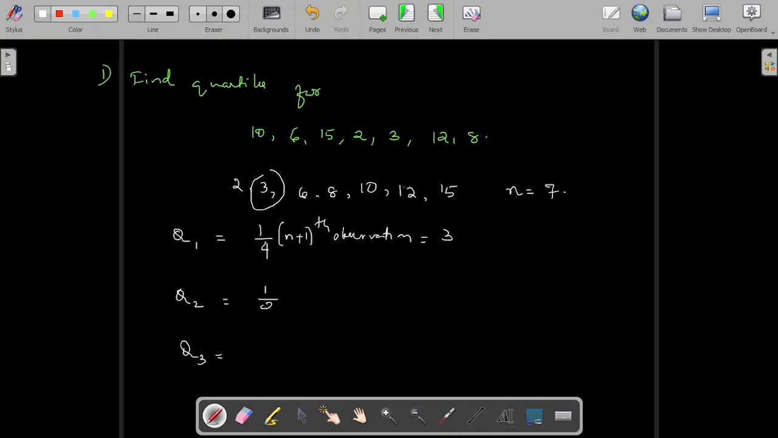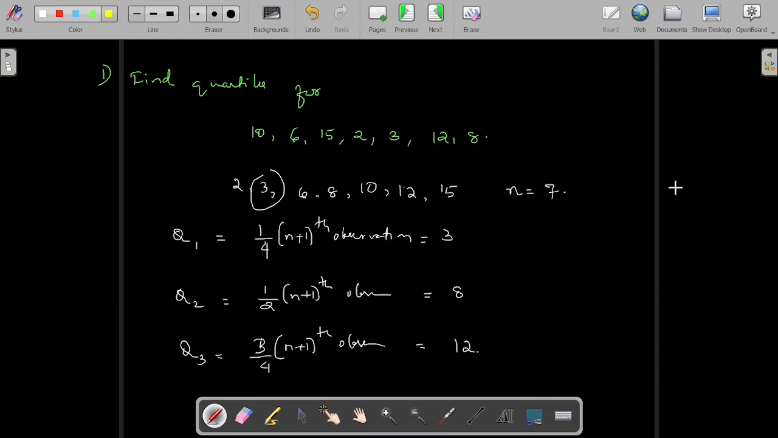Q2 is 1 by 2 into n plus 1th observation. So, which is equal to again 7 plus 1, 8 by 2, which is 4, fourth observation, which is 1, 2, 3, 4, 8. Then Q3 is 3 by 4 into n plus 1th observation. So, which is equal to 7 plus 1, 8. 8 by 4 is 2. 3 2s is 6. Sixth observation in this arranged data. So, which is equal to 12.